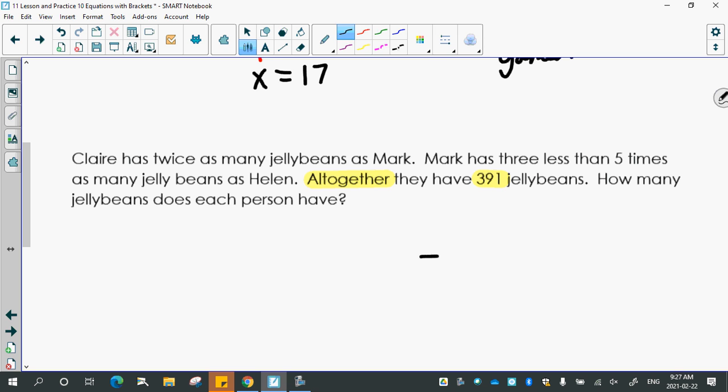So we know we've got equals 391. And we know we're going to add up 3 people this time. Claire, Mark, and Helen. So your first line, I see people writing it down already. Claire plus Mark plus Helen equals 391.